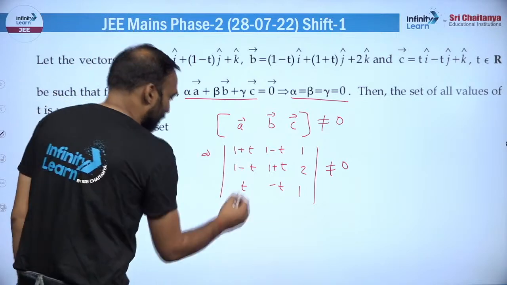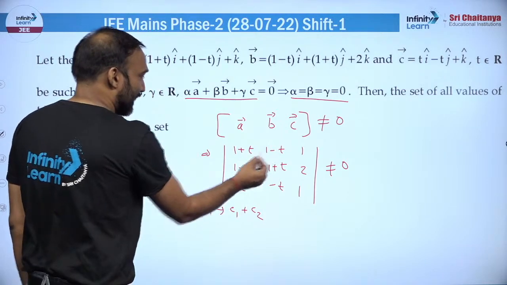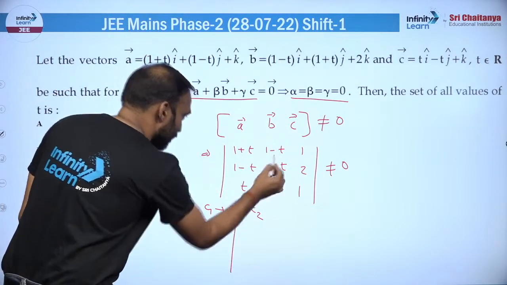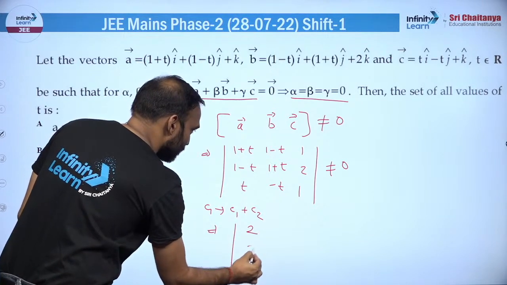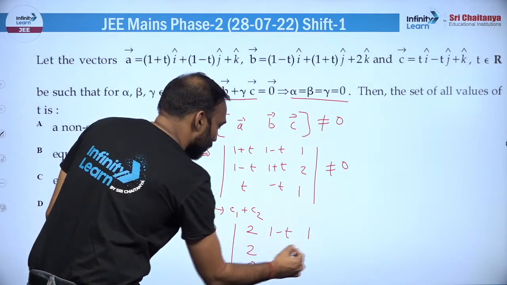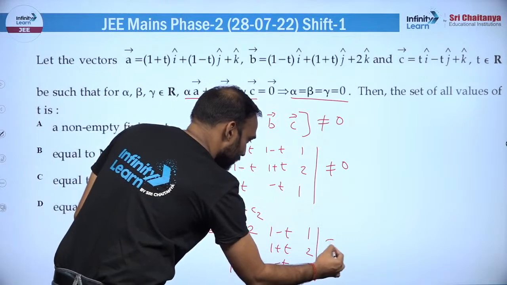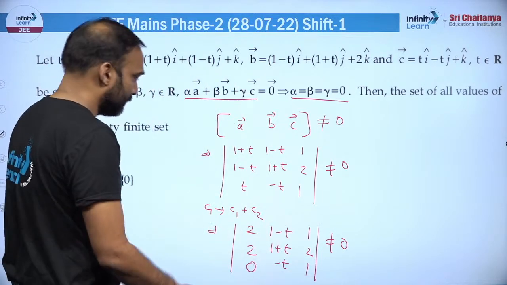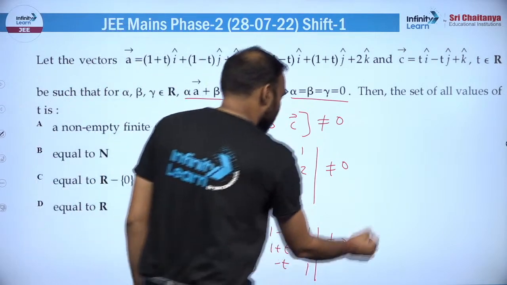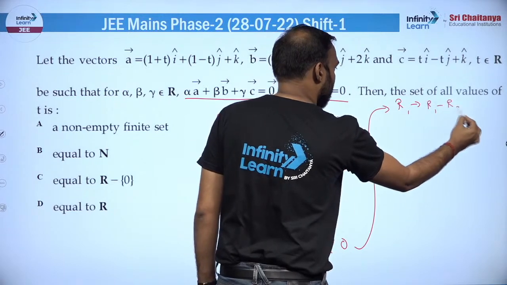So I will do C1 plus C2. Why C1 plus C2? Because I can see t, minus t, minus t, t, so t will cancel out. So if I add, I'll get 2, 2, 0, and this remains 1 minus t, 1, 1 plus t, 2, minus t, 1. This is not equal to 0. Now I'll take the difference of R1 minus R2, so I'll get one more 0, right? So I'm doing R1 is R1 minus R2.